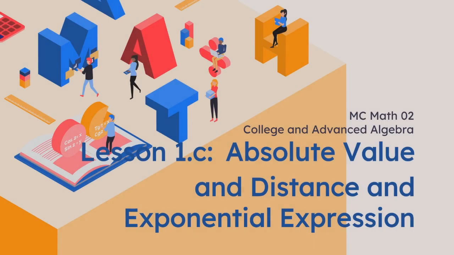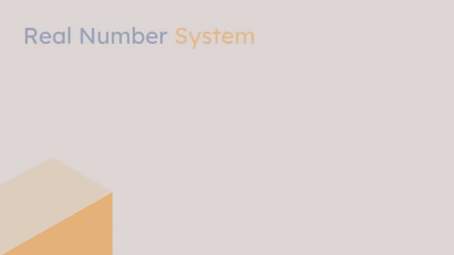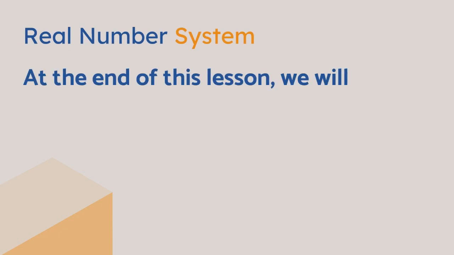Hello and welcome to MC Math 02 College and Advanced Algebra, and this is your third lesson on the topic of real number systems. Today we're going to learn about two things: the absolute value and distance, and the exponential expression.